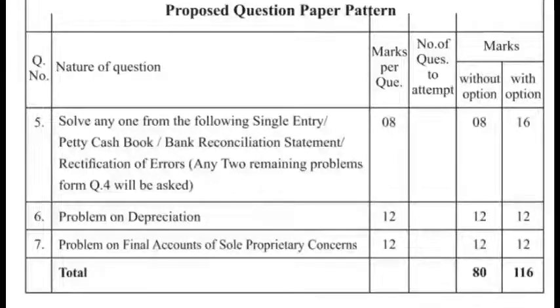See, in question number 5, petty cash book as well as bank reconciliation statement, rectification of error. So rectification of error will come in question number 5, but you can leave it as an option, and you can adopt some other question like the single entry system or the petty cash book, and question number 5 will be for 8 marks. Question number 6 is a problem based on depreciation, it is for 12 marks, and question number 7 is final account of the proprietary sole concern, it is for 12 marks. So there is no option in question number 6 and question number 7. There is an option in question number 4 and question number 5.